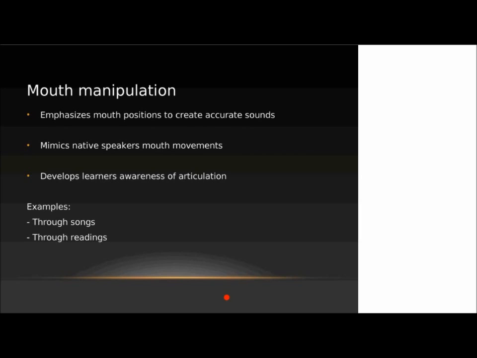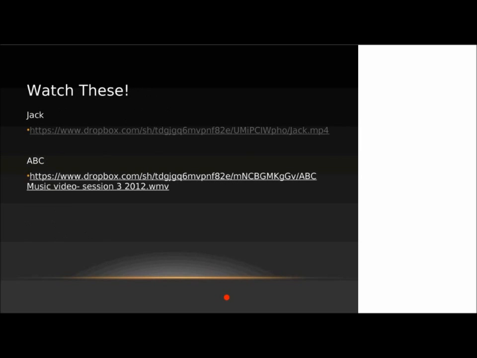And so the point of using lip syncing as part of our activities is to show students that a lot of communication happens through visual cues. And so in our videos, we use mouth manipulation to emphasize that the position of a student's mouth, the way they articulate, the place of articulation is very important for them to be understood. And also helps us understand them.